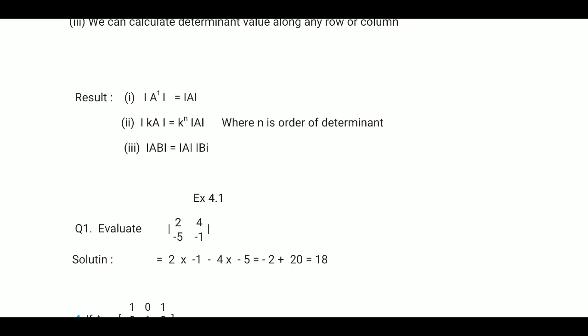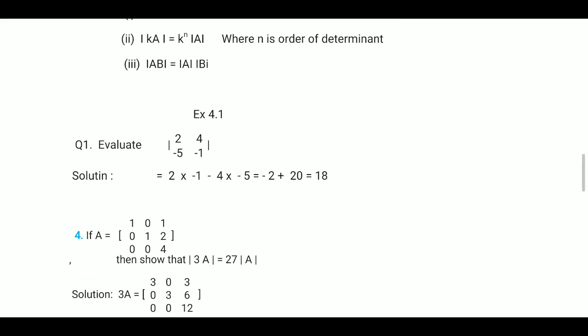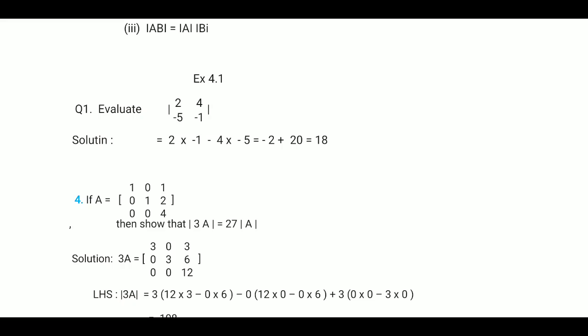And the third one is, if we have the determinant of A into B, the determinant of the product of two matrices is equal to the determinant value of one matrix multiplied by the determinant value of the other matrix. It means determinant AB is equal to determinant A multiplied by determinant B. These are some results. Now I am taking a question from your exercise 4.1.